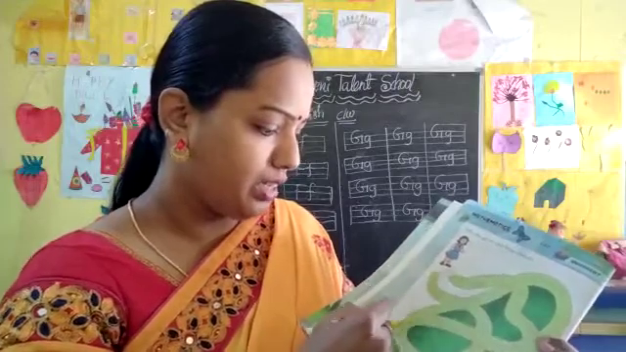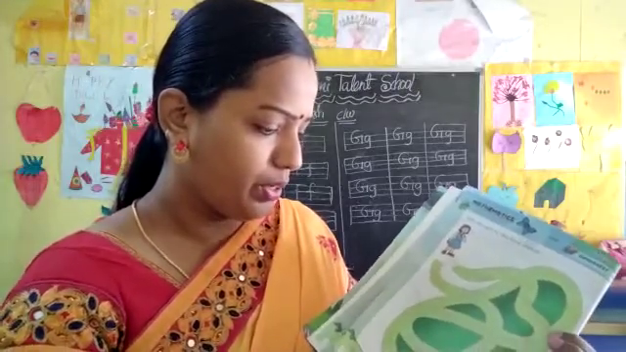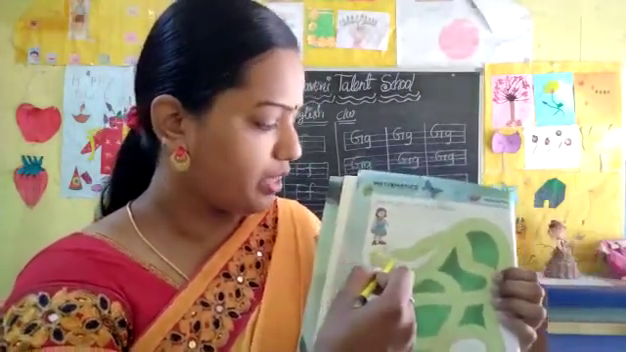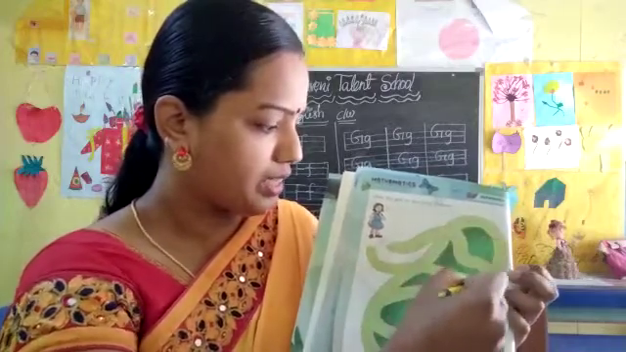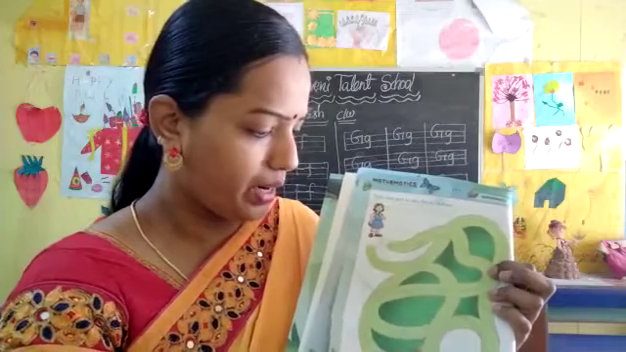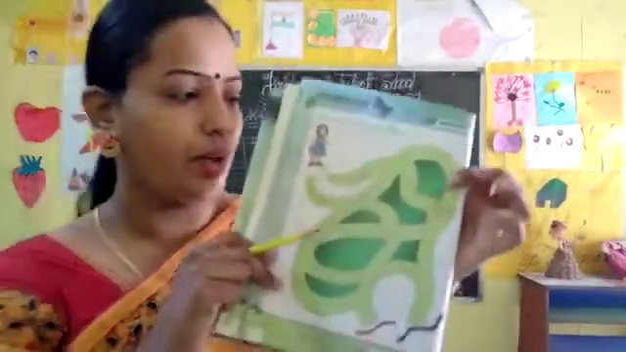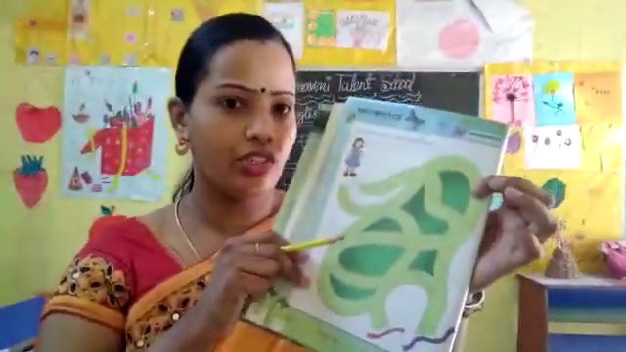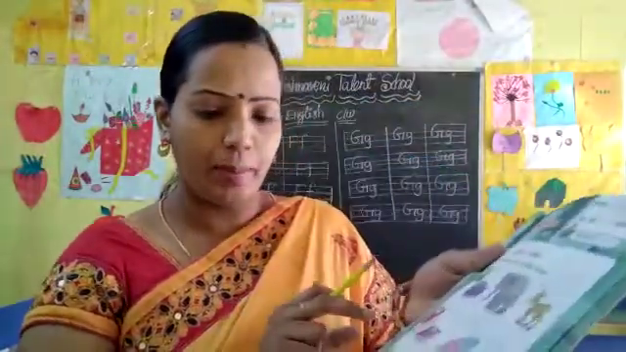Like this you have to do in your book. First take the girl to, like this. Take the girl to the long ribbon. Like this you have to do in your book. This is classwork for your children. And open page number 11.